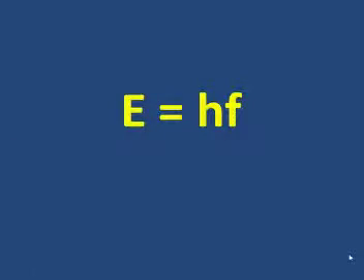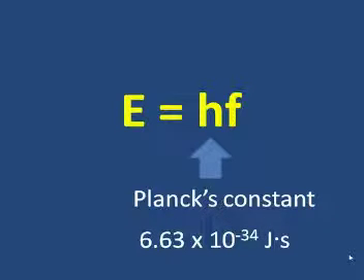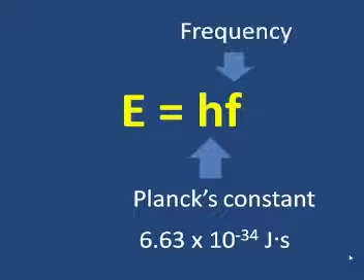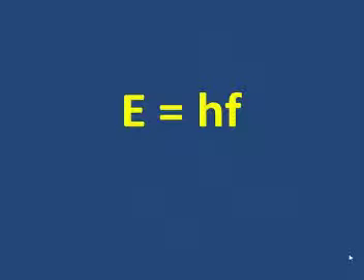The energy of a photon of light is given by hf. h is Planck's constant, and the value is 6.63 times 10 to the minus 34 joule seconds. You'll always be given that. And f is the frequency of the light. So we see very clearly that the energy of a photon of light is directly proportional to the frequency.